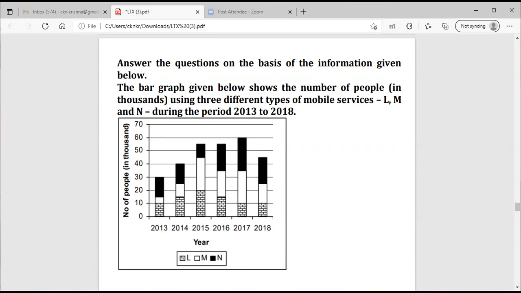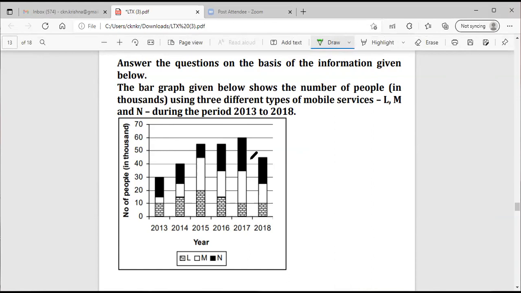Answer the questions on the basis of information given below. Excellent. The bar graph given below shows the number of people using 3 different types of mobile services, L, M, and N. Those guys who are following the lecture seriously, if you can recollect, I told you, when the sub markings are not given, you need to identify the data. You just see this one. What is the height of this one? It lies between 40 and 50, 45.